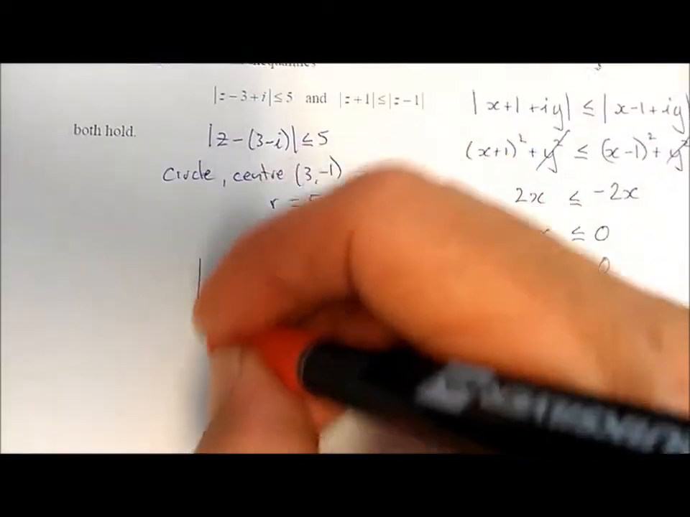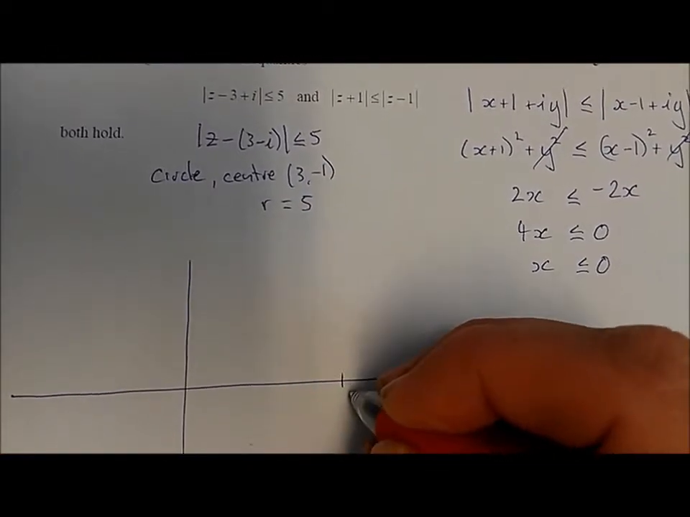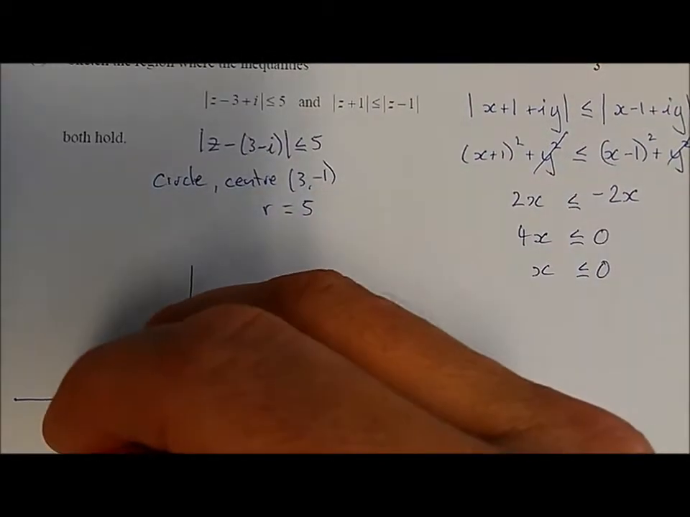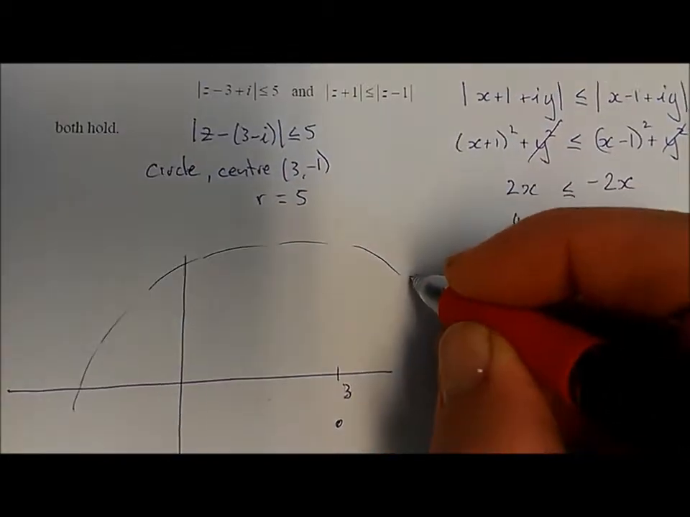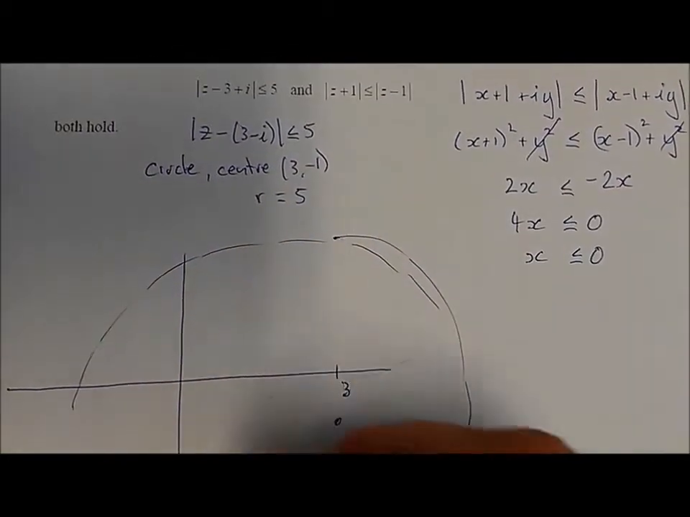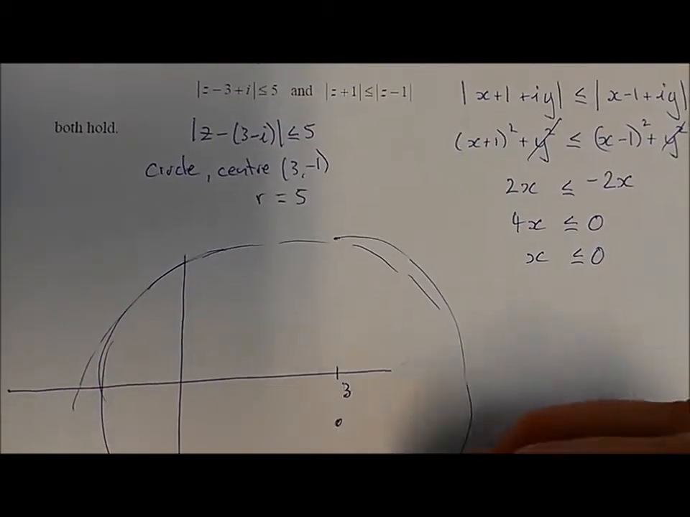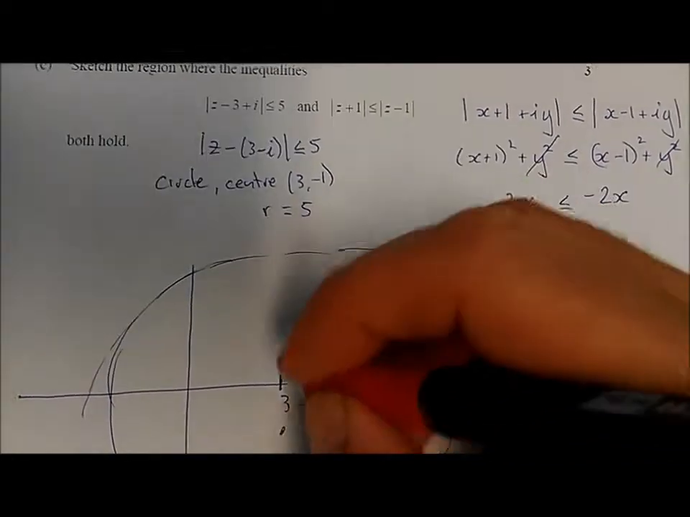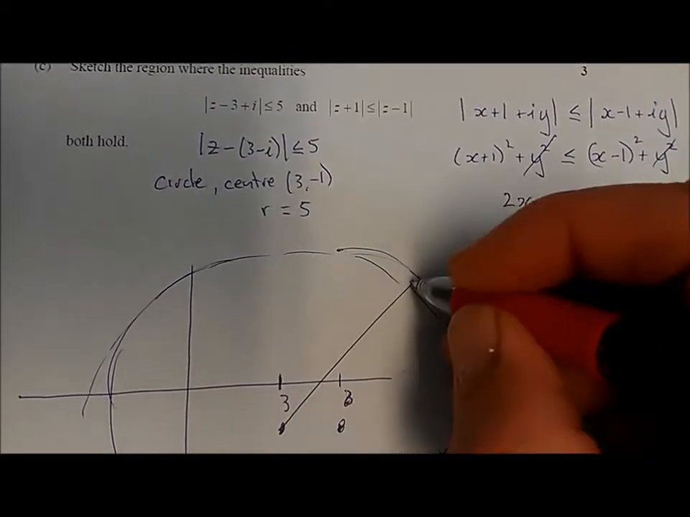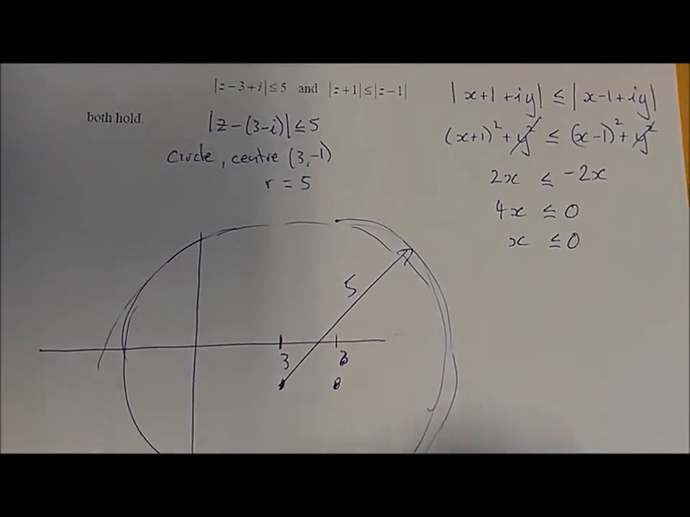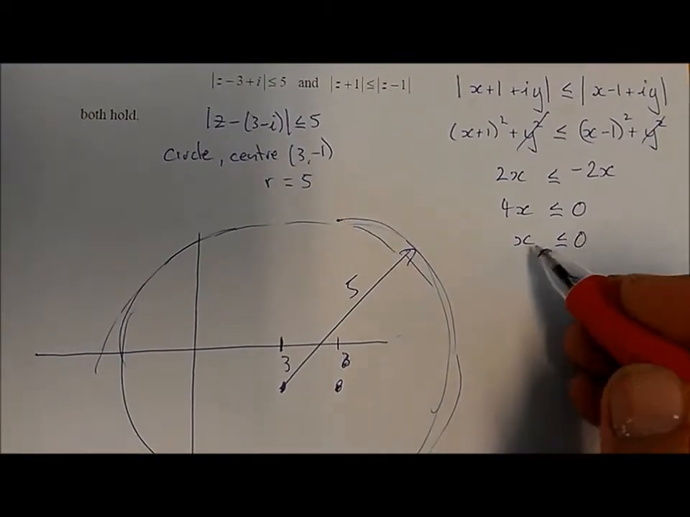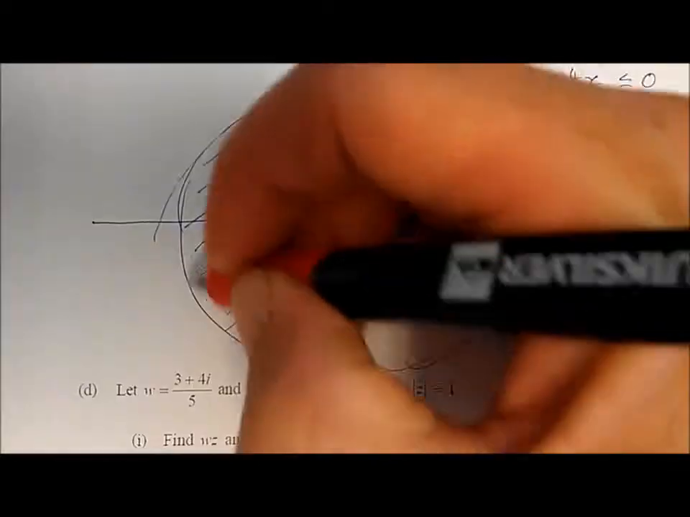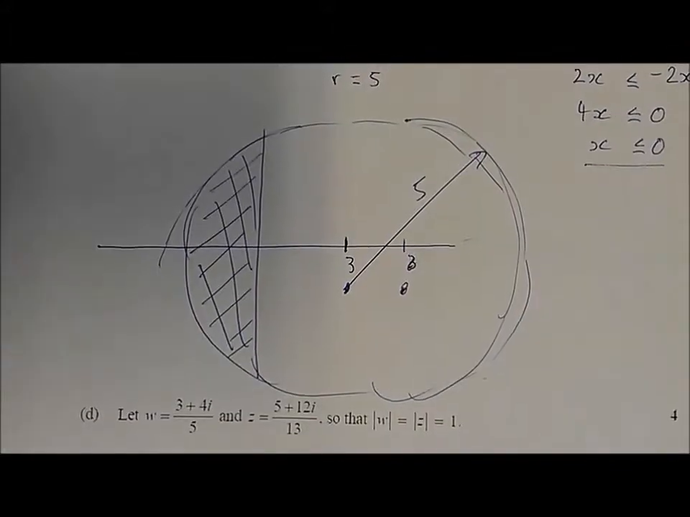So what I want is a circle. The centre is 3 and negative 1. The radius is 5. I've drawn this way too big, so we might just rescale our 3 and negative 1 here. It says 3, negative 1, that's my centre. The radius from here is 5. And I want the area inside that, but I also only want the area that's less than or equal to 0. So I just want this area over here for both of those regions to hold.